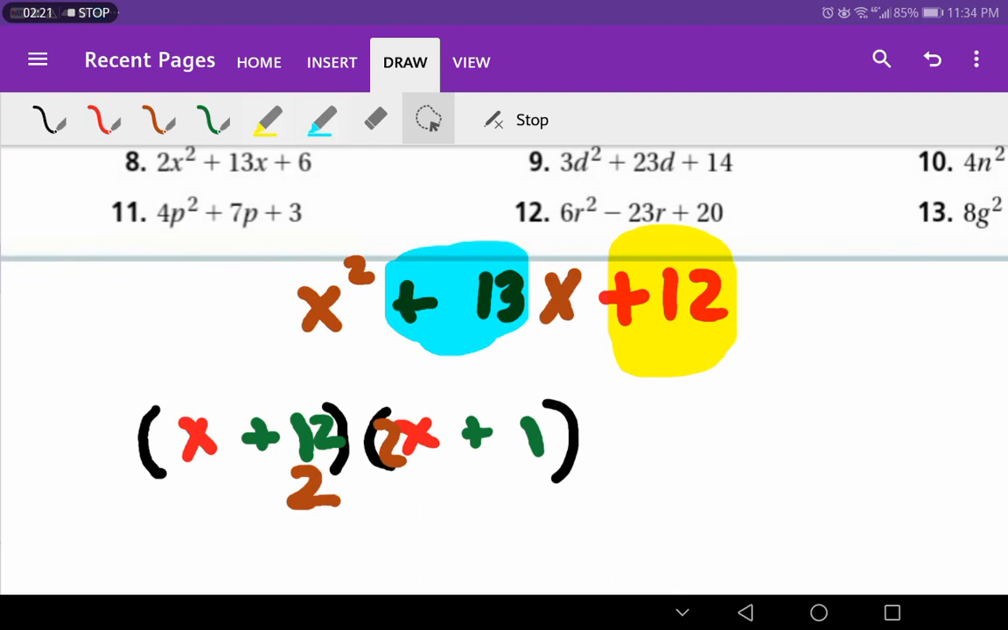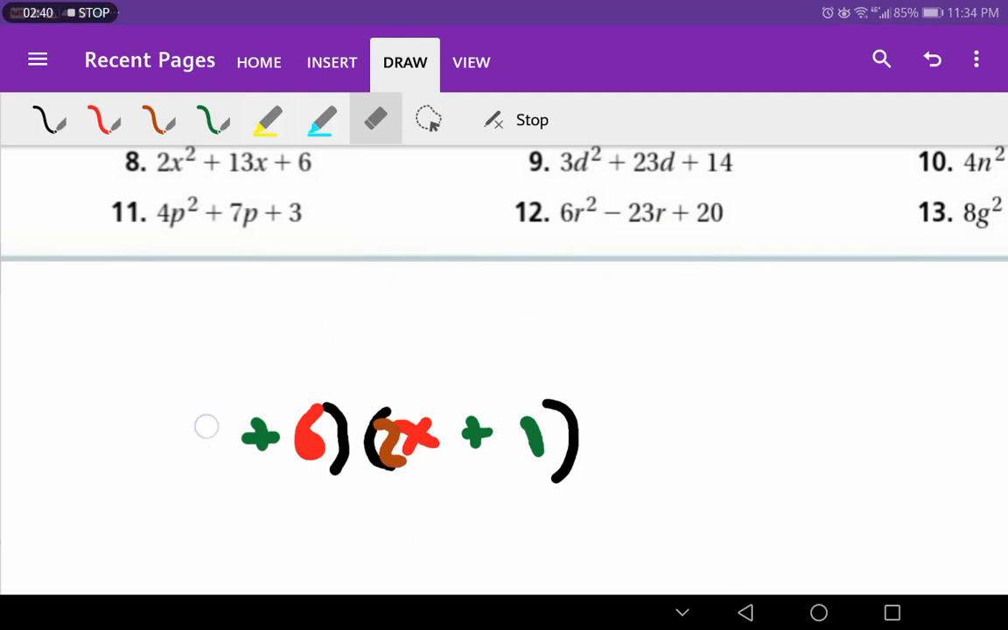Okay, now let us simplify. 12 over, actually it is over 2, it is equal 6, and we are done. Are you happy with that? It is easy, yes? Good for you. Now I have a question from one of my students.